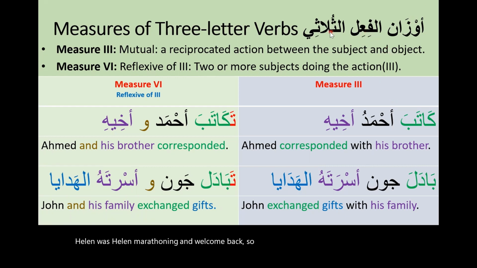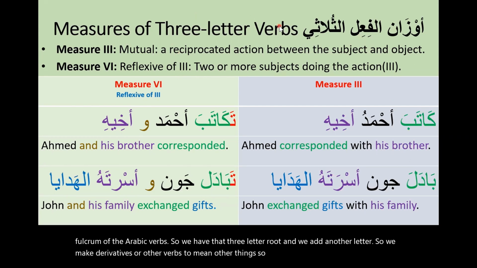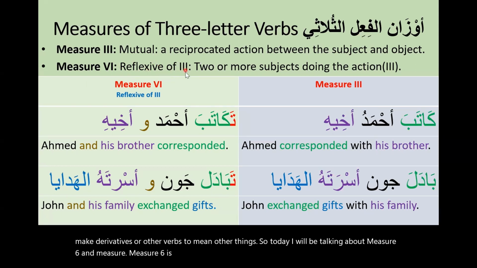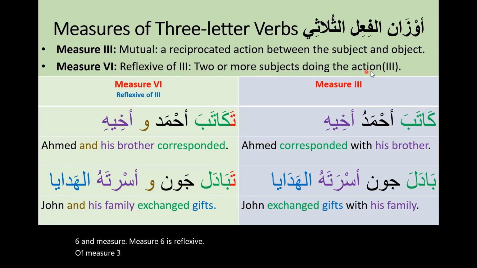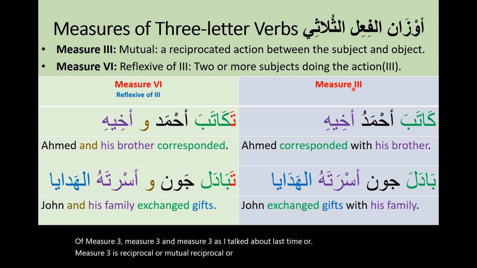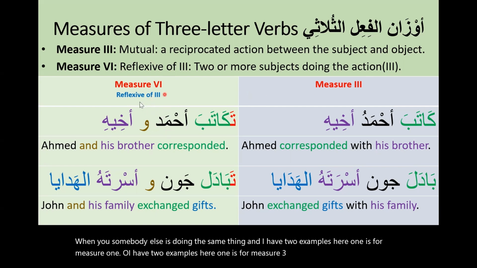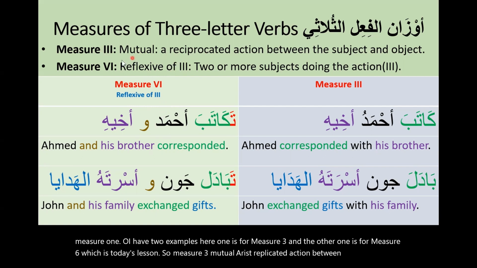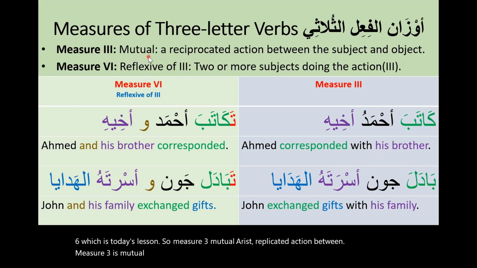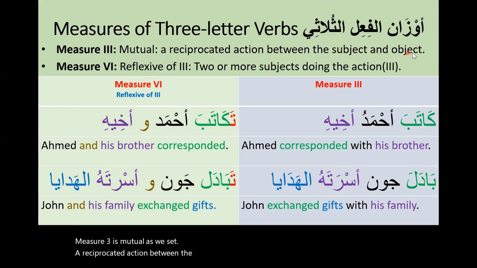So أوزان الفعل الثلاثي. Today I will be talking about measure 6, and measure 6 is reflexive of measure 3. And measure 3, as I talked about last time, is reciprocal or mutual verbs. I have two examples here. One is for measure 3, and the other one is for measure 6. Measure 3 is mutual, as we said, a reciprocated action between the subject and the object. So that means we have two parties.